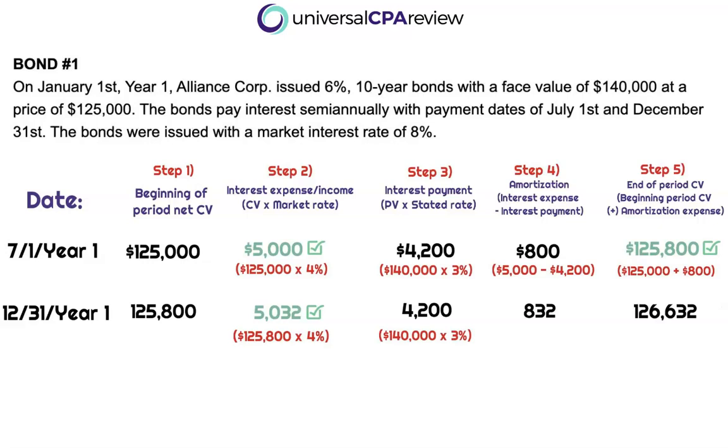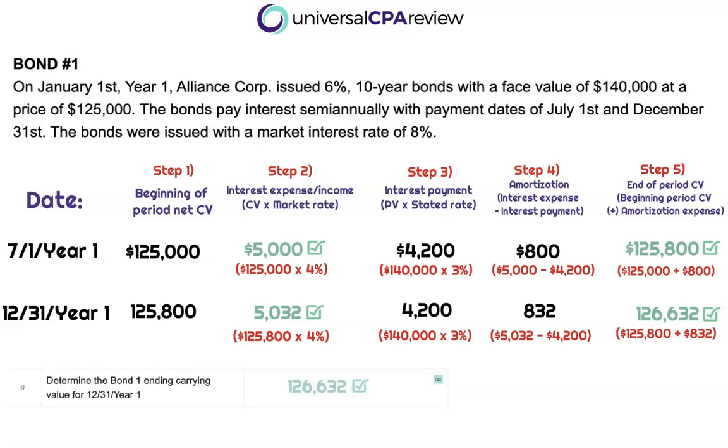Our amortization expense for the December 31st date is now $832. So we're adding $832 to the beginning carrying value, step 1 plus step 4. So $125,800 plus $832 gives us an ending carrying value on the bond of $126,632 for the December 31st date. Okay, boom. We have now completed our effective interest method table for the bond's carrying value.